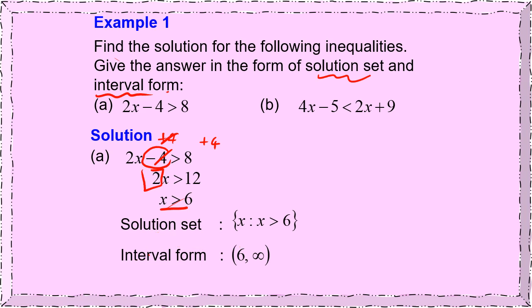Okay, let's do question B. For question B, we have 4x minus 5 less than 2x plus 9. As usual, we need to let x on the left-hand side be the subject. So we eliminate all x on the right side. How to eliminate the x on the right side? We subtract 2x on the right side, and we also need to subtract on the left side. Then to eliminate the constant negative 5 on the left side, we add 5 on the left side and add 5 on the right side.